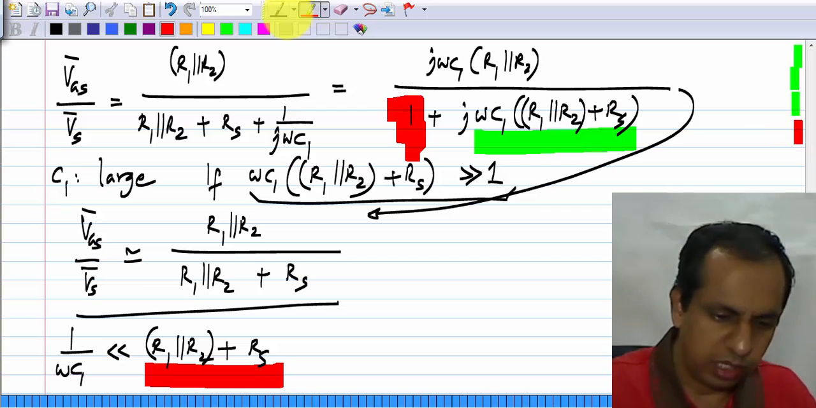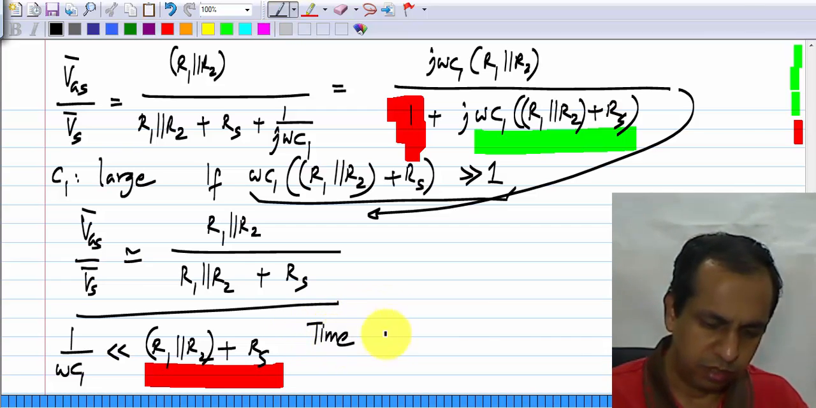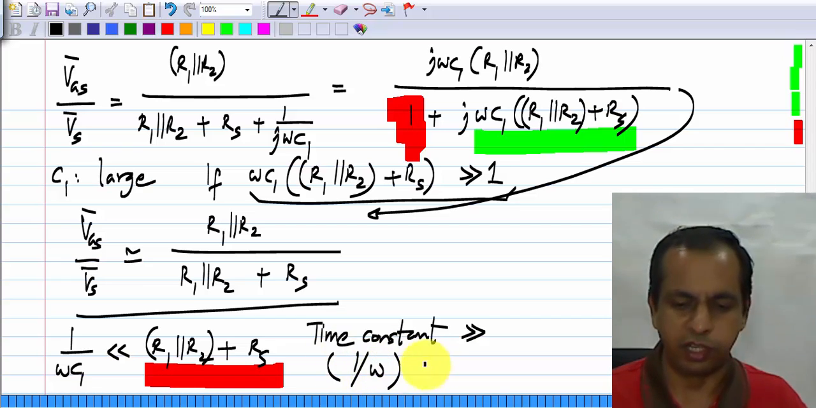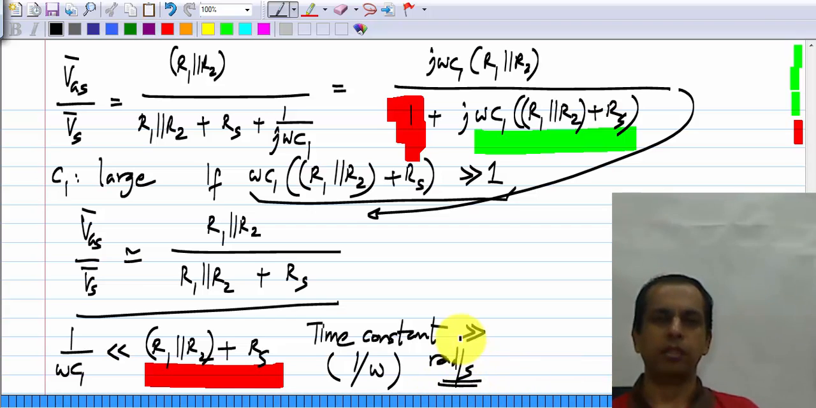Or in other words, another way of saying that is to make sure that the time constant is much more than the reciprocal of the frequency. And when I say frequency here, this omega is in radians per second, so please keep that in mind. So, all these criteria mean the same thing. You should be able to relate this to what you learned in basic electrical circuits. So, that is how you choose C1. You just have to make sure that the reactance of that capacitor C1 is much smaller than Rs plus R1 parallel R2. Then it behaves like a short circuit. That is what we mean by a large enough capacitor.